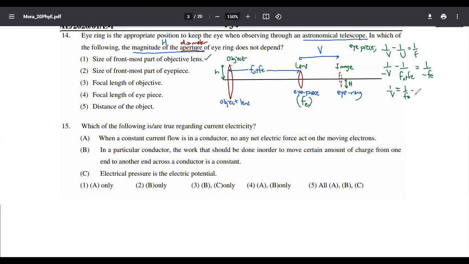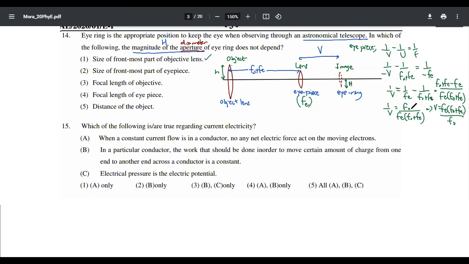1 over FE minus 1 over FO plus FE. You can take FE over FO plus FE as the common denominator. Therefore, here you will be getting FO plus FE minus FE. Therefore, FE will get cancelled out. 1 over V will be equal to FO divided by FE within brackets FO plus FE, which will give you V equals FE into FO plus FE divided by FO. You must have done this many times.